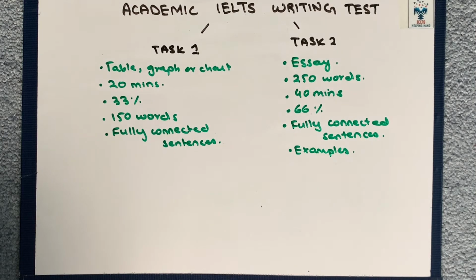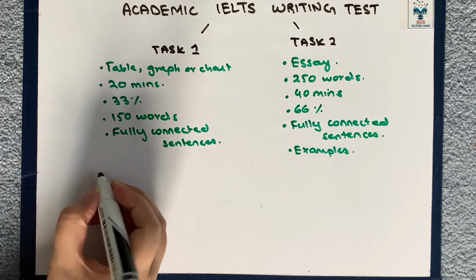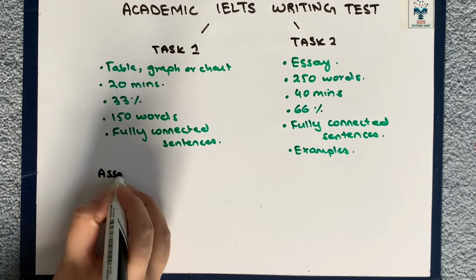Now, we will discuss how task 1 and task 2 of IELTS writing test will be assessed by the certified IELTS examiner. Each task is assessed independently and scores are reported in whole and half bands. There are 4 assessment criteria for task 1 and task 2, of which 3 are same for both. Let's discuss them in detail.